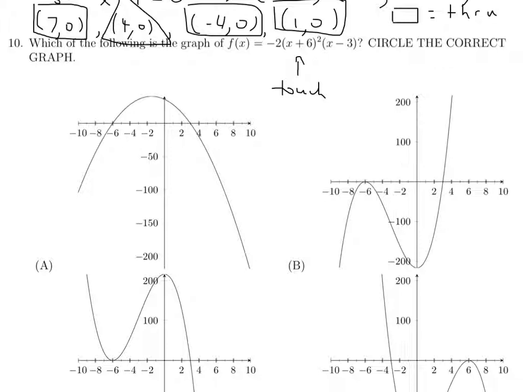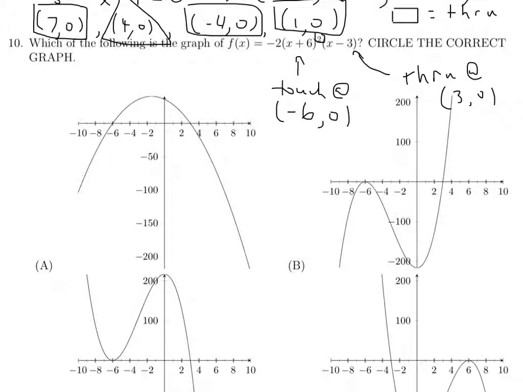The fact that this power is even tells us that the graph should just touch the x-axis at this x-intercept. This x-intercept is going to be when x is negative 6, y is 0. And because this has an odd power, you should be passing through the x-axis at the intercept 3, 0. So this only has 2 x-intercepts, at negative 6 and at 3, and at negative 6 you're touching and at 3 you're passing through. And so if you know that, it's not too hard to find the right answer.